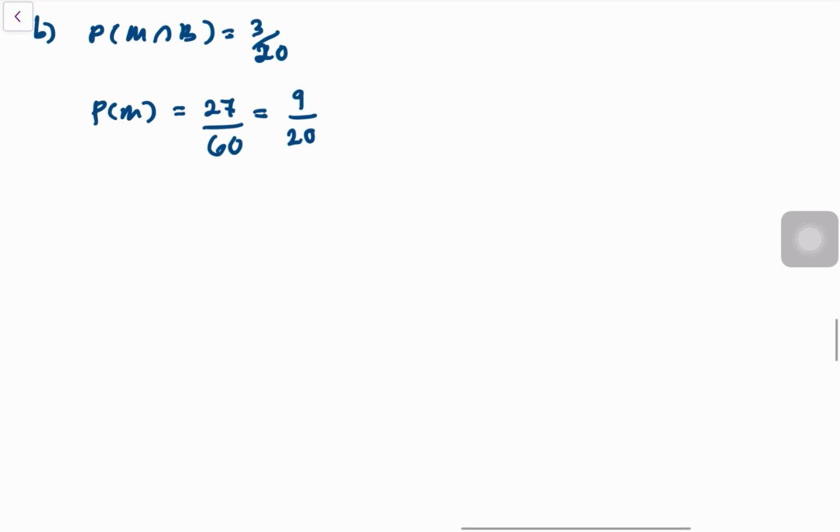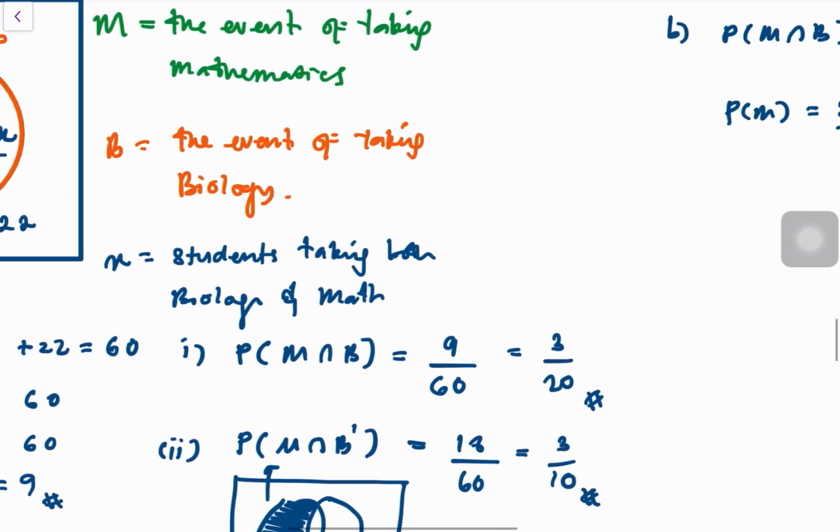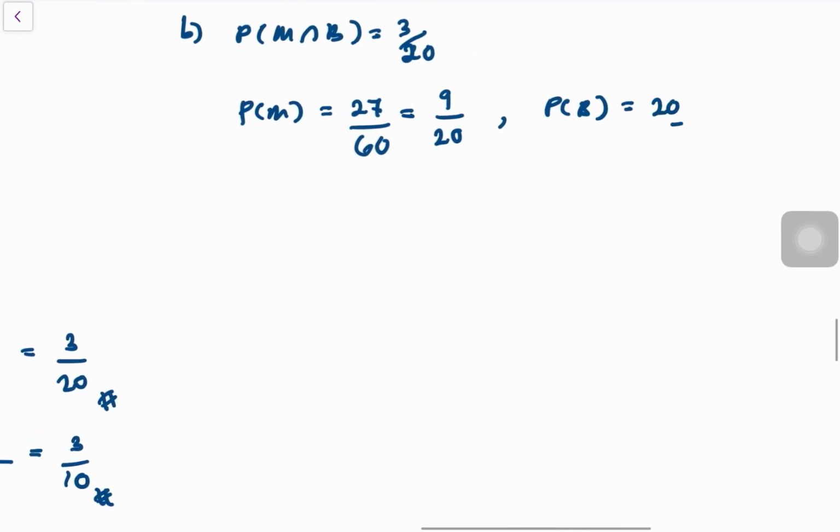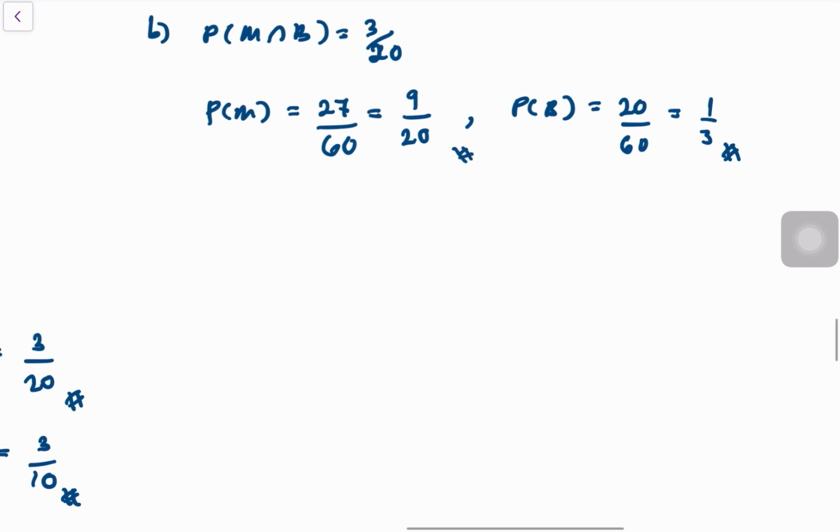And now we're looking for the probability of B, which is equal to 20/60. After simplifying, you have 1/3. Then for this one we have to multiply the probability of M and the probability of B. So this will be equal to 9/20 times 1/3. Therefore you're supposed to have 3/20.